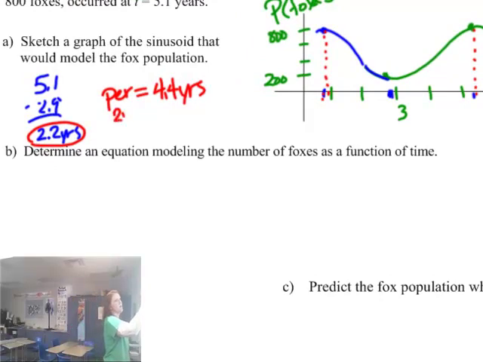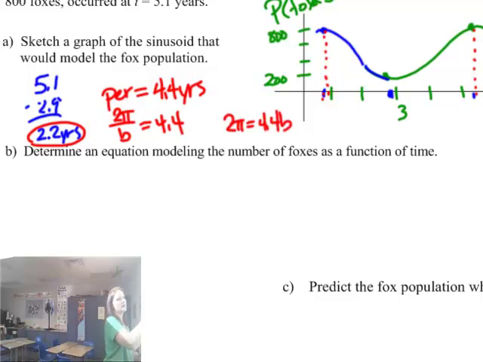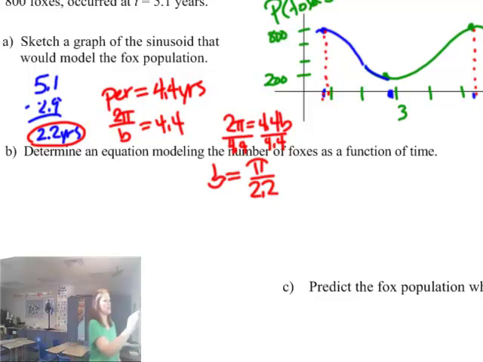Okay, so period comes from 2 pi over b, and that is 4.4 years. So if I multiply both sides by b, I'm going to have 2 pi equaling 4.4 times the b. I'm going to divide by my 4.4, like so, and I'm going to get 2 pi over 4.4 equals b. Or if you do a little bit of reduction, b is going to equal pi over 2.2. All right, so now I've got a b value. Okay, I got a b value.